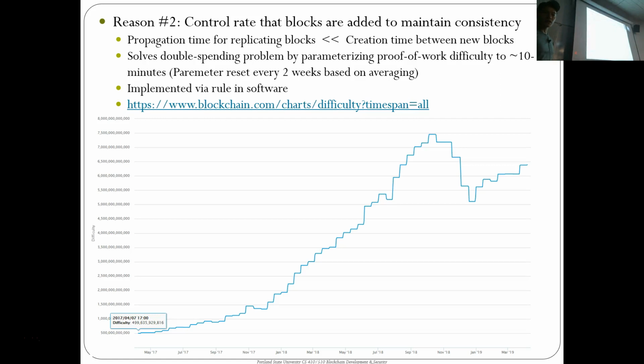So this is the plot of the difficulty of the puzzle over time. And you can see it's sitting here matching the advances in hardware to solve the hash puzzle. But then you have something that looks like this. And this happened towards the end of 2018. So what happened here? Does anyone know?